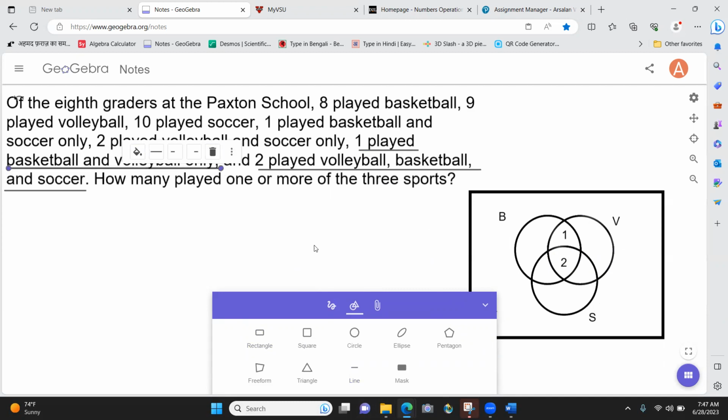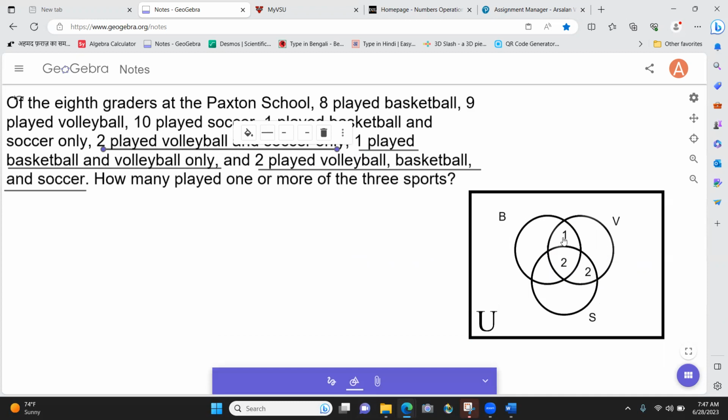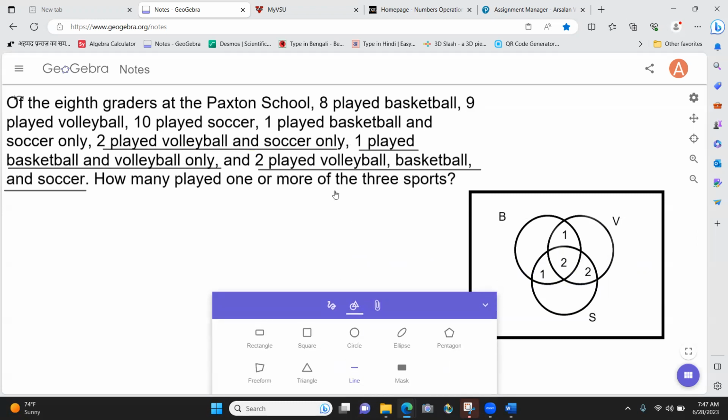All right. 2 played volleyball and soccer only. I'm going to put 2 here. Again, the word only is a very important word. All right. 1 played basketball and soccer only. Put 1 here. All right. Now you go back. I don't even have to underline. The rest of the statements are obvious and they're on the top.